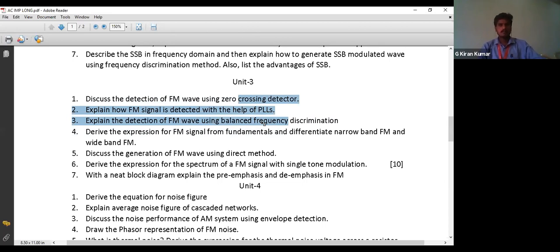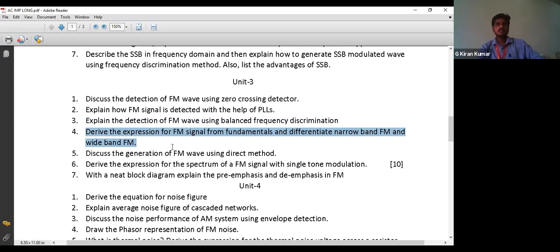That's why I have already told you that. And I will show you the practical analysis video. I forgot to show you the practical analysis video regarding the zero crossing detector and PLLs. If you have time, I will show it in the next class. Next, derive the expression for FM signal from fundamentals and differentiate narrowband FM from wideband FM. FM signal expression means the derivation in the basic concepts. Discuss the generation of FM using the direct method.